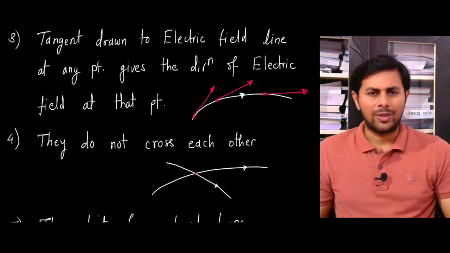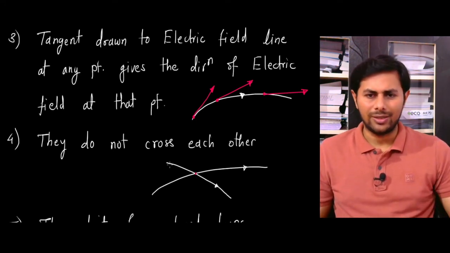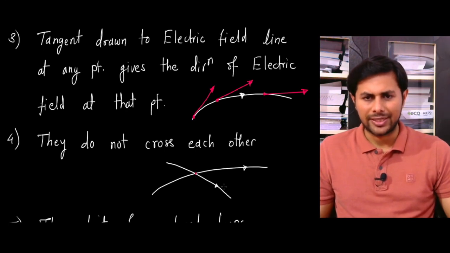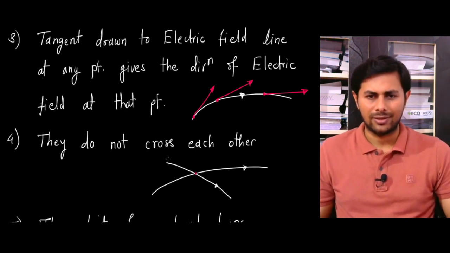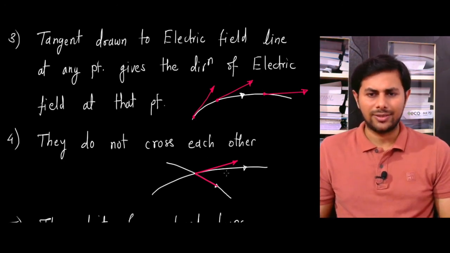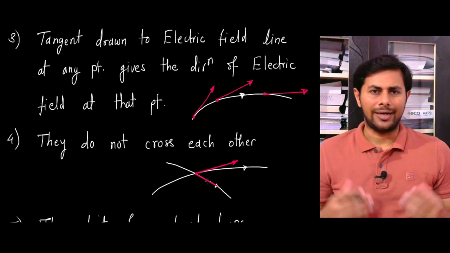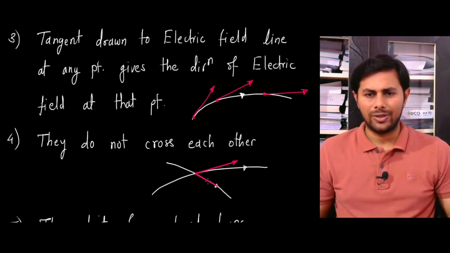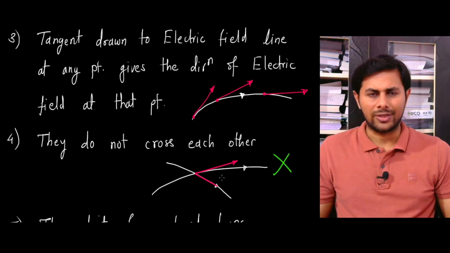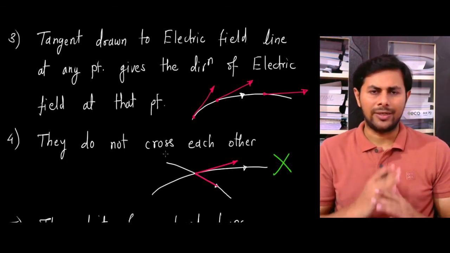So let's think about what will be the direction of the electric field at this point of intersection of the two electric field lines. If we draw tangents on these electric field lines at this point, then this electric field line says that the electric field at this point is directed in this direction, and the other one says that the electric field is directed in this direction. But there can be only one direction of the electric field at any point in space, and therefore this diagram is wrong. Okay, so two electric field lines will never cross each other.